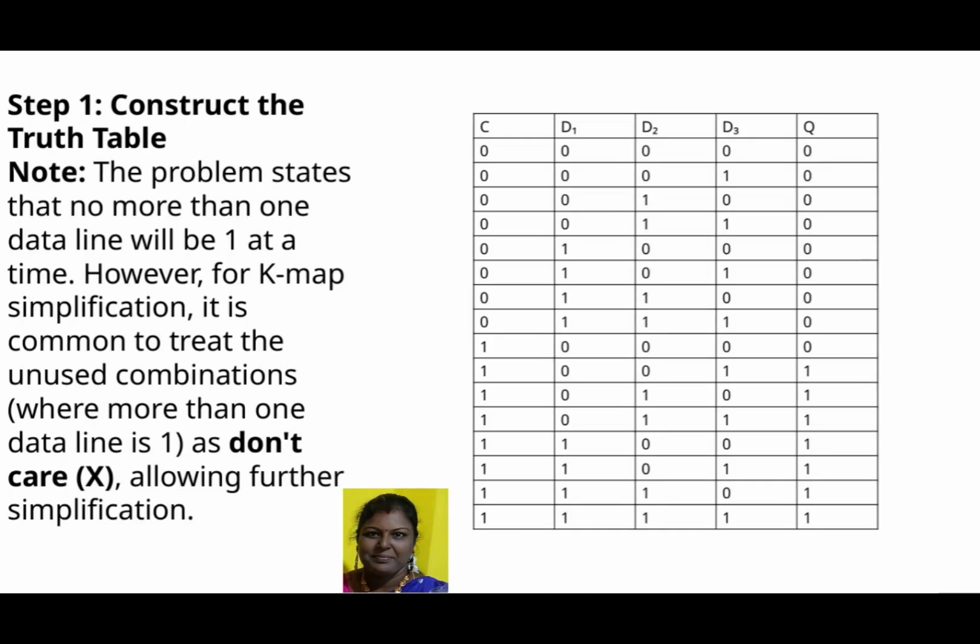Let's start by constructing the truth table, the foundation for solving this problem. We know that no more than one data line will be active at a time. But when we simplify using a Carnot map, we treat any combinations with multiple active lines as don't care conditions. This gives us more freedom to simplify the logic. The table here lays out all possible inputs and their corresponding outputs, setting the stage for the next step in our process.